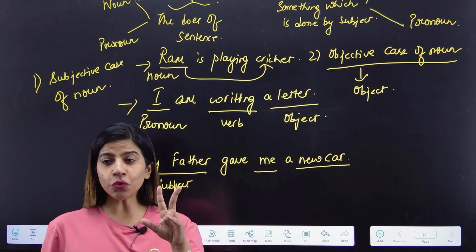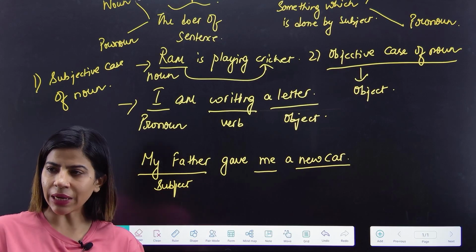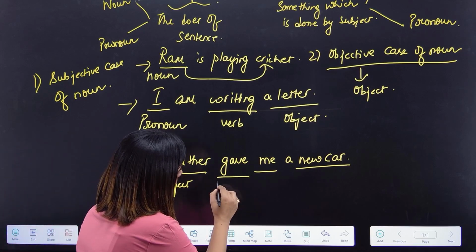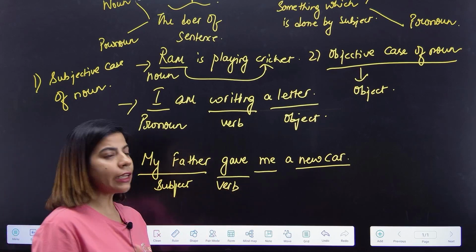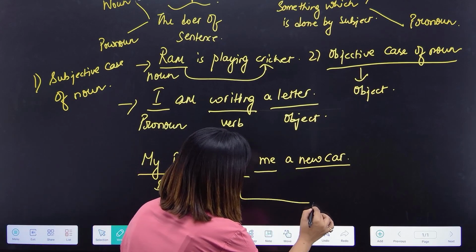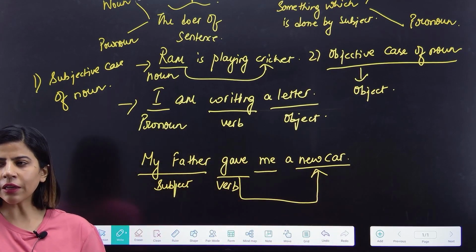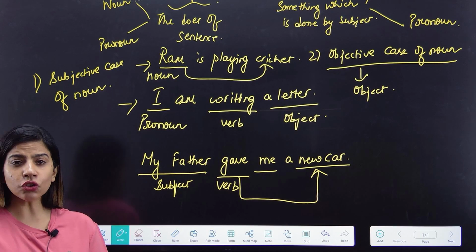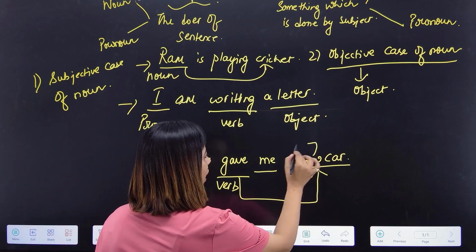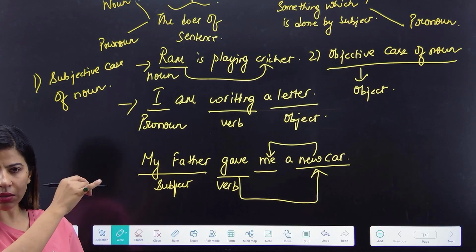So when we have two objects in a sentence, how do we know which one is direct object, which one is indirect object? What is the verb here? Gave is the verb. Father ने क्या दिया? New car. So gave is directly related to what? New car. Father gave a new car. किसको दी? मुझे दी. So new car is related to me. Is it? Am I making a right sequence?